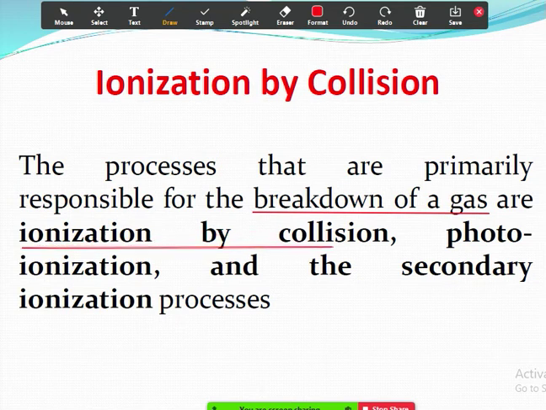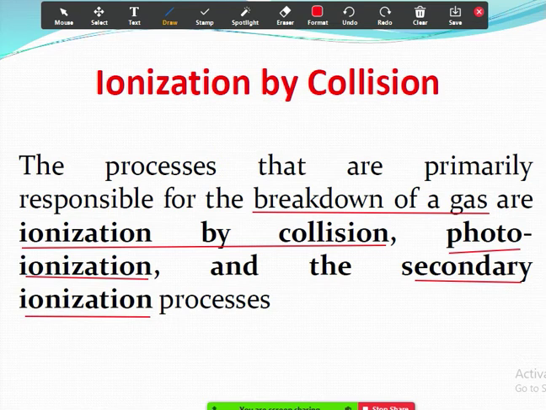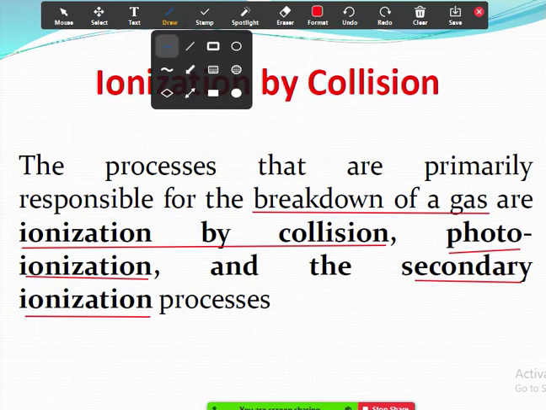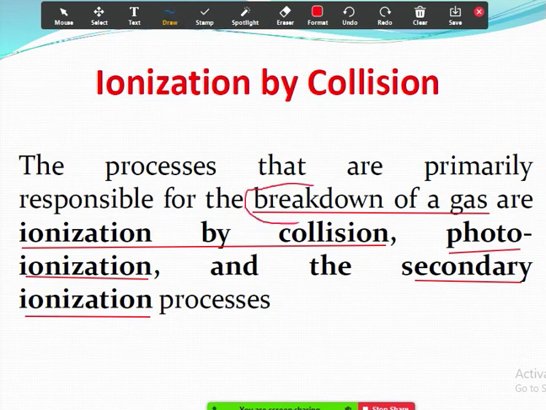Ionization by collision. We will see one by one what is meant by ionization by collision, and photoionization, and the third one, secondary ionization. All these are responsible for the breakdown of gas. So what are they? Ionization by collision, photoionization, and secondary ionization.